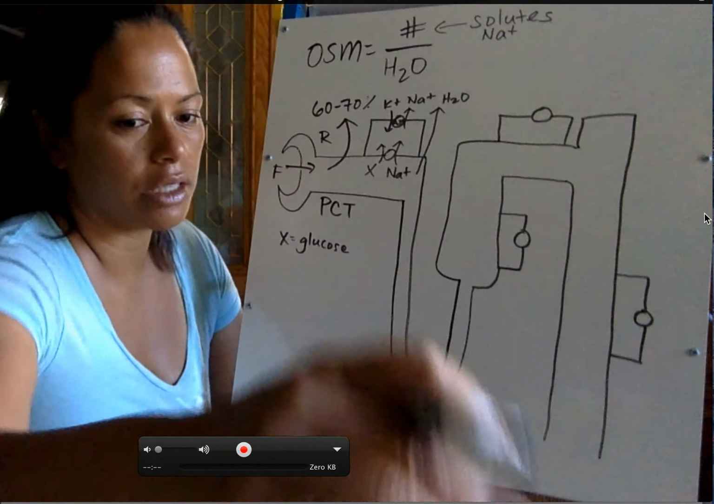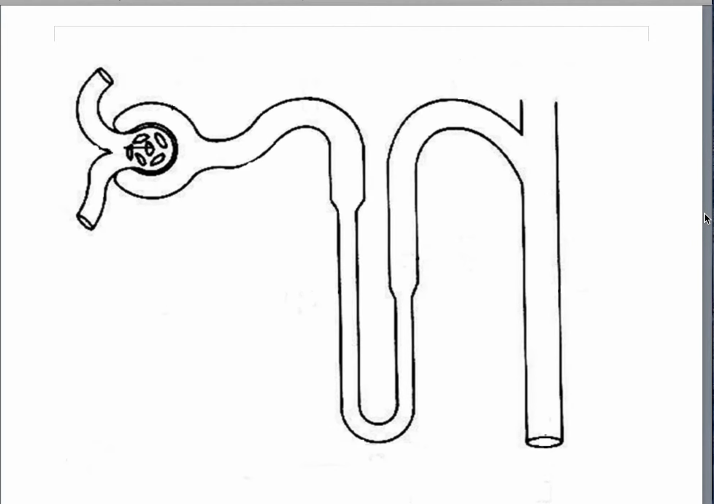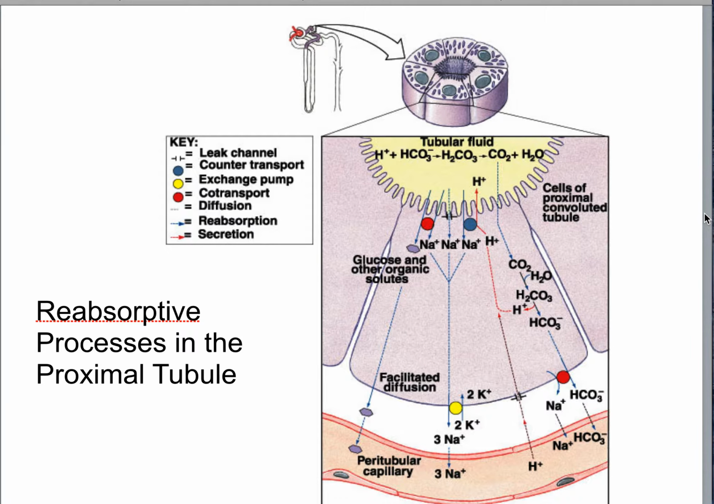So let's take a look at this. So that's the nephron. And this is the PCT. So the PCT, I told you, this is the blood returning to the body. So this would be a reabsorption of stuff, in this case glucose or salt, back to the body. I can kick out hydrogens, which is your acid, and I can reabsorb bicarb, which is your base.